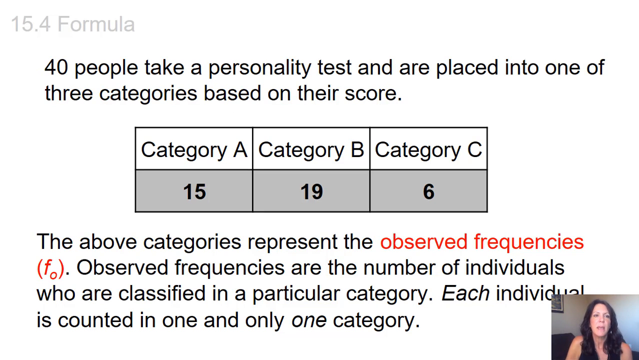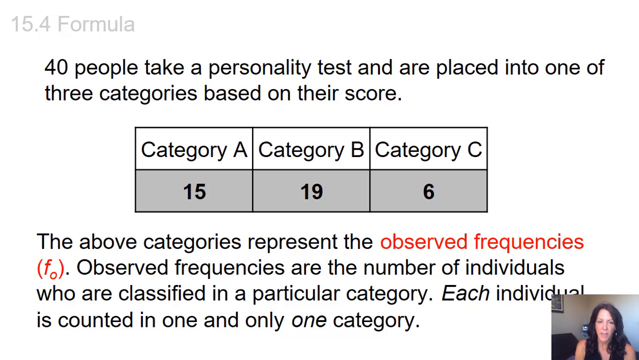Let's say that we have 40 people who take a personality test and they're placed into one of 3 categories based on their score. We had 15 in category A and 19 in B and 6 in category C. Now I want to know if my sample is representative of the known population of personality test scores. Let's say that we know what the percentages are for each category in the population. I want to compare my group to the population. I want to see if my group is weird.